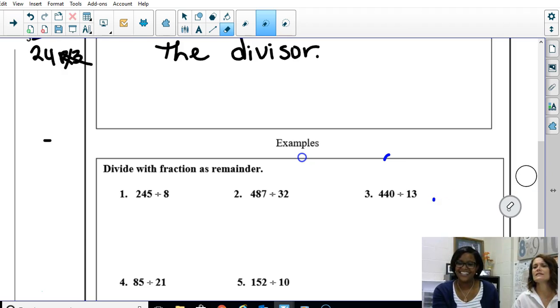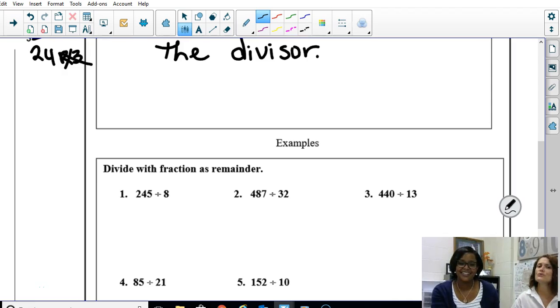Let's just erase. Sneak peek. The magic. Okay, let's do one or two together, shall we? Sounds good. And remember, if you don't have enough room right here, you can always get work paper or use the back. So I'm going to do 245 divided by 8.